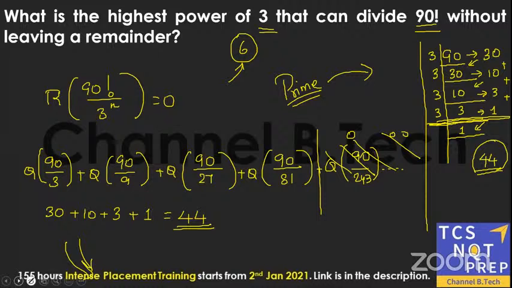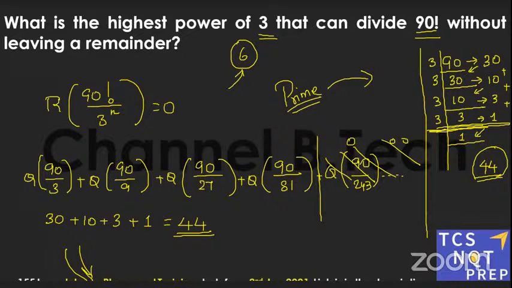Fine. 44. Very good. Monisha, Pratima, very good. 44.